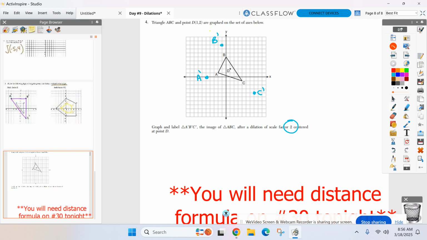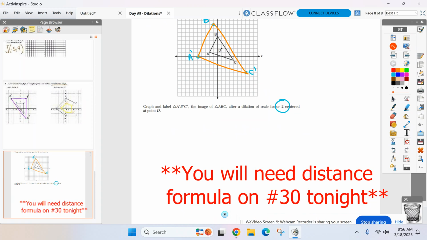And it just says graph and label. Did I assign number 30 tonight? I did? Okay. Because I made myself a note here. You're going to need the distance formula tonight when you do number 30.